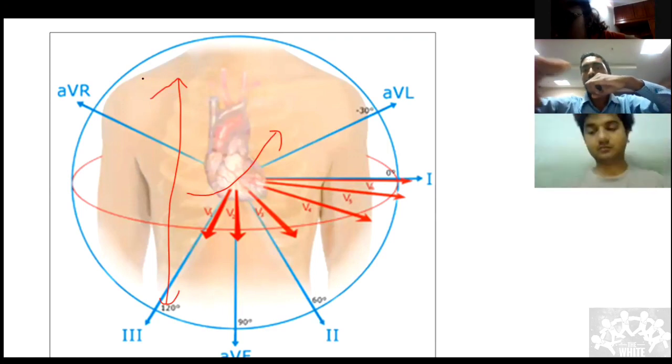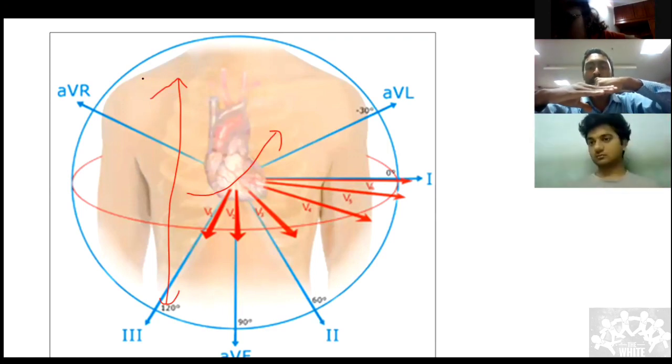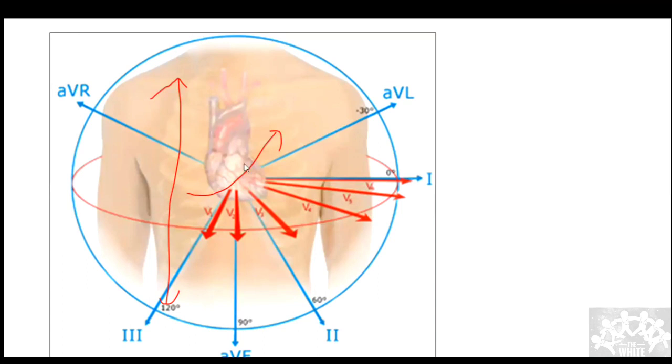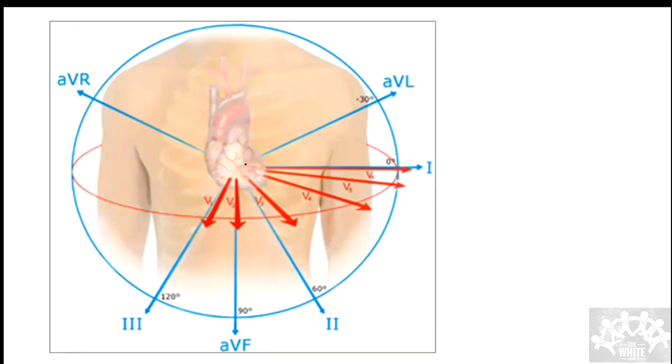If I'm going to see across the horizontal plane, it is going to be called a precordial lead. It is going to be here, it is called the limb lead. If this concept is clear, I'll proceed ahead. I'm sure this concept is clear, so I'll go ahead.